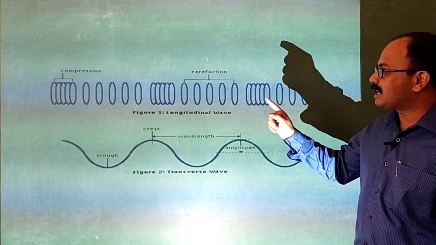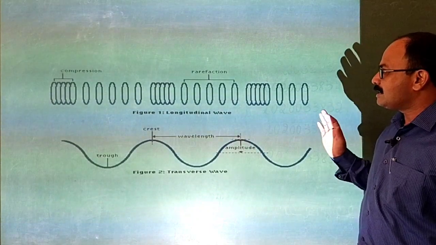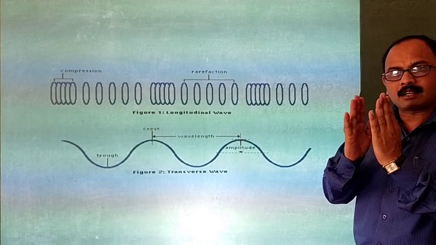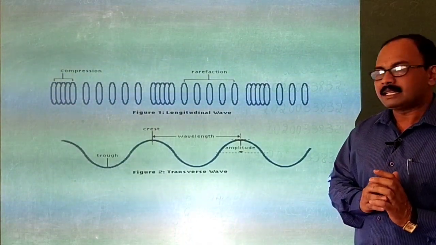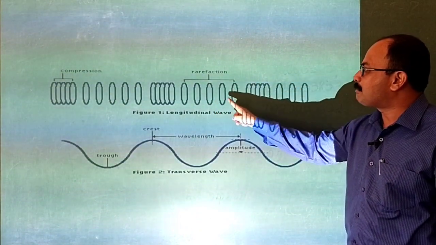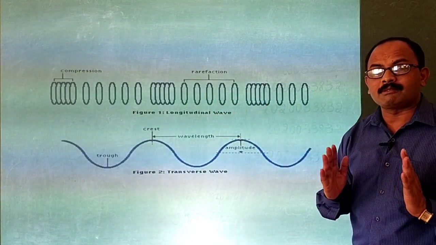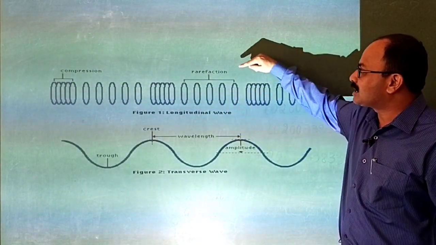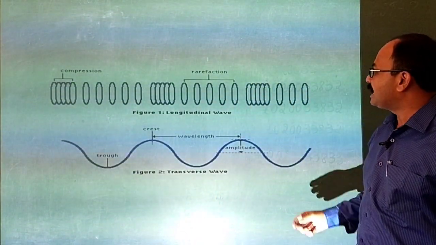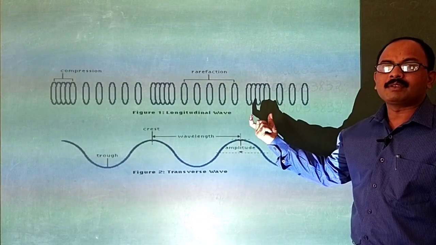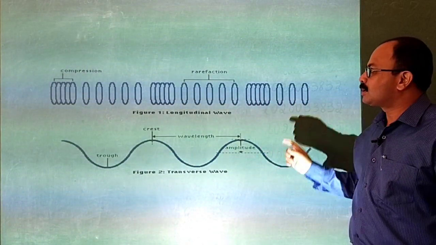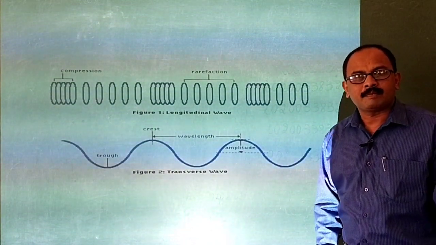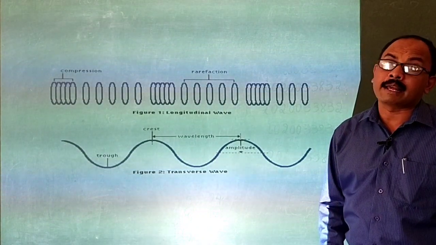In a longitudinal wave, we see there are certain places where the vibrating particles are closer. There are places in which the vibrating particles are wider or far away from each other. Where they are far away from each other, we call it rarefaction. Where they are closer together, we call it compression. So this longitudinal wave, children, will have compressions and rarefactions.